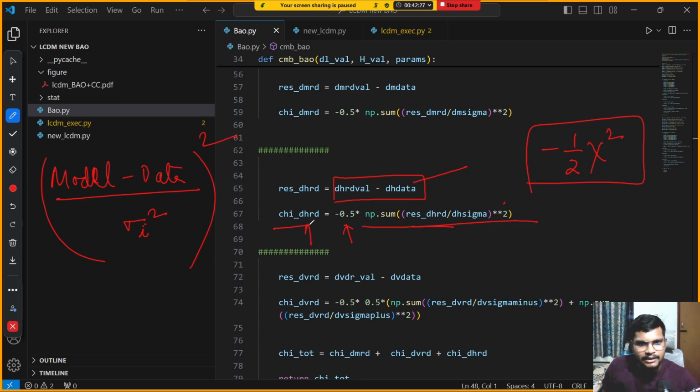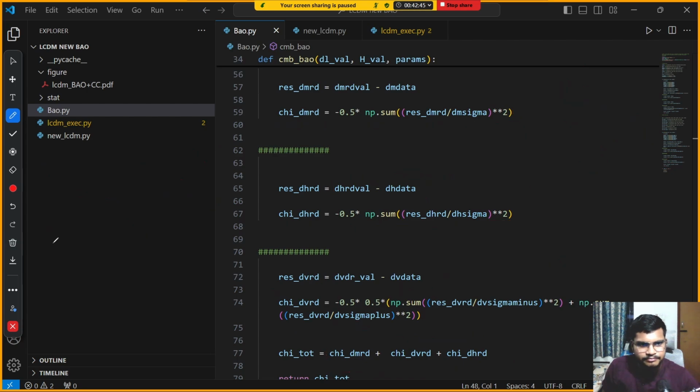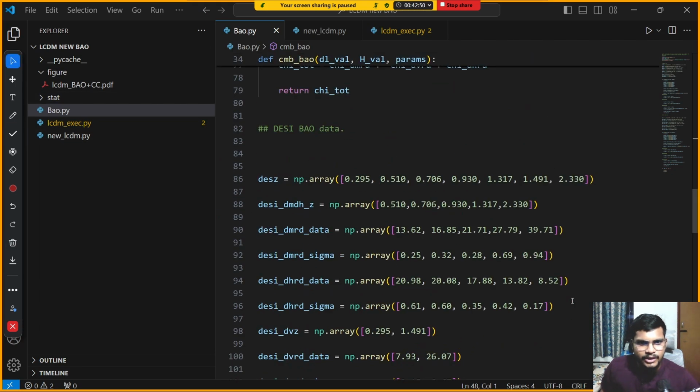So this is for chi DS over rd. This is for chi DM over rd. So DM over rd chi-square is calculated, and over here DV over rd, right? Once I have calculated the chi-square, I'm going to add these three. All right. Similarly, I can do it for the BAO DESI result. So here I'm just saying DESI, all the 8 data points.